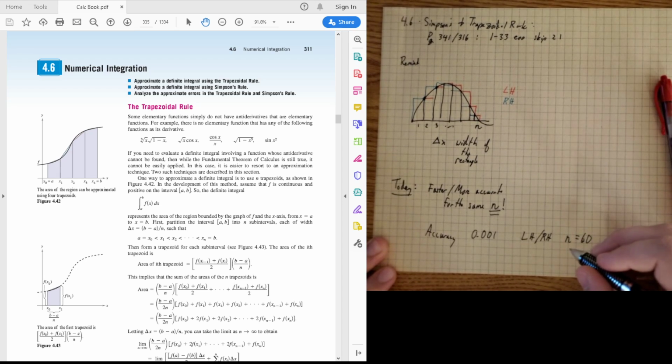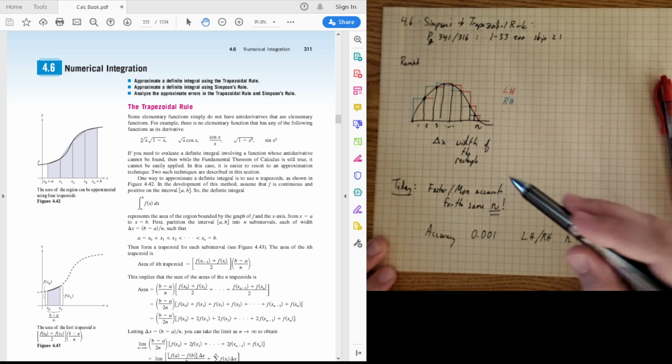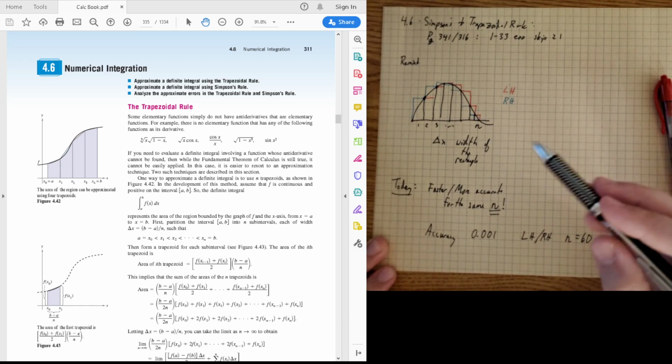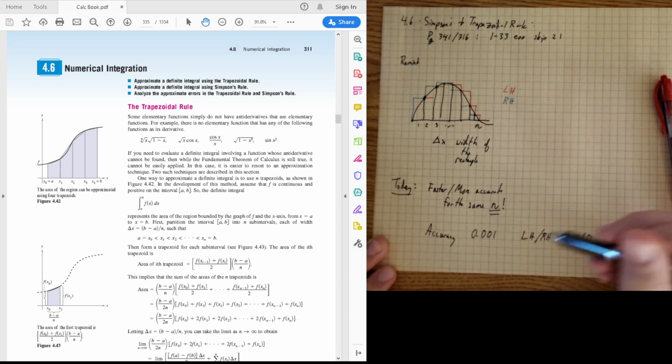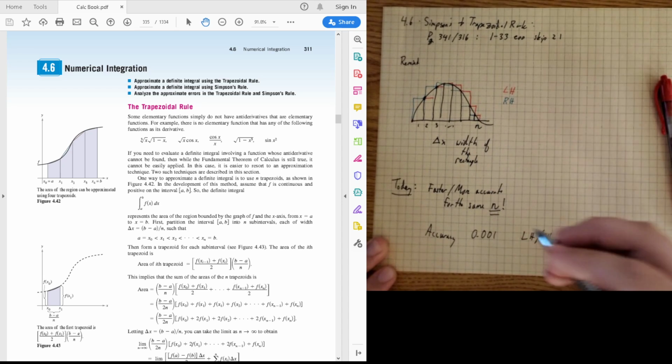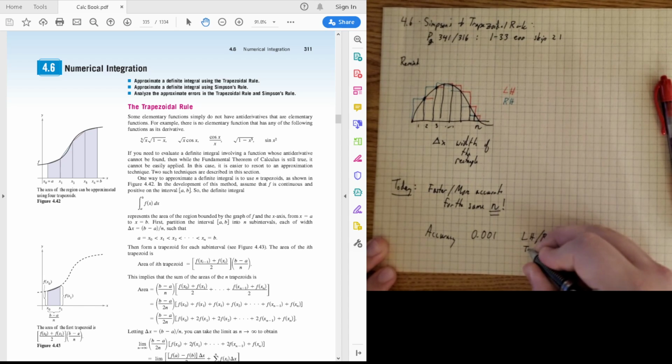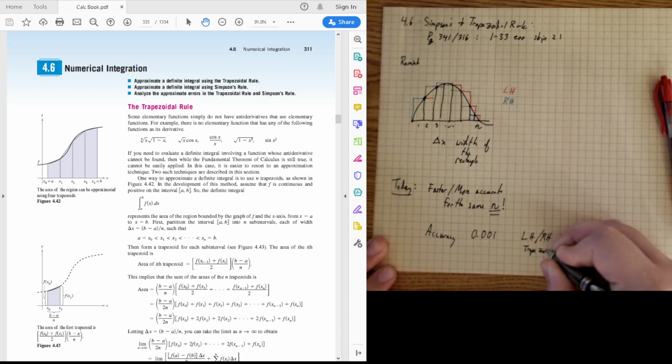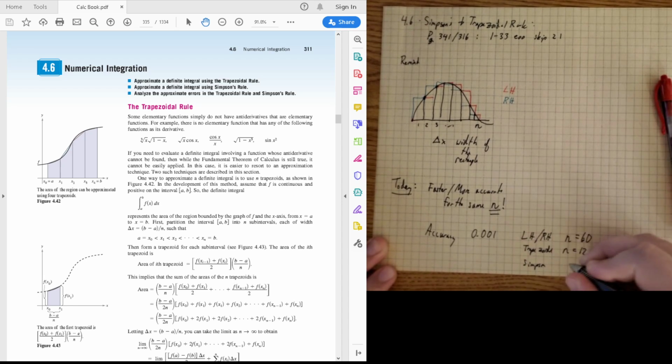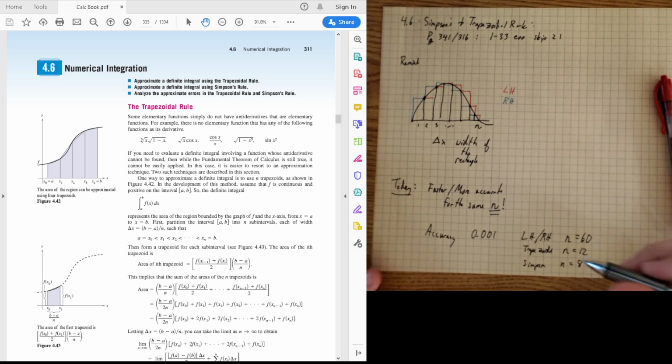You now have 60 rectangles to look at. You've got to find the deltas for those 60 rectangles and the f of x values, the heights for each of those rectangles, and then add them all together. That can be a pain. For the trapezoidal rule, the first one we're going to talk about, you might need an n of like 12 by comparison. And for Simpson's rule, which is even more accurate, you might need an n of like 8. And so you can see quickly that these two are going to be significantly faster and more accurate.